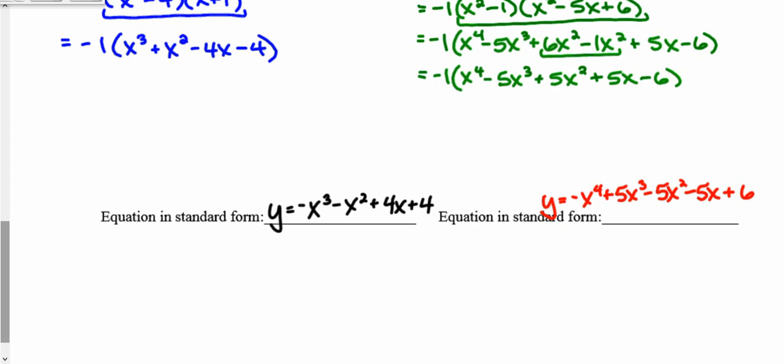And again, just kind of pausing here at the end to make sure our answer makes sense. We do have a negative leading coefficient, and we do have an x to the 4th to represent that quartic. So all looks good here.